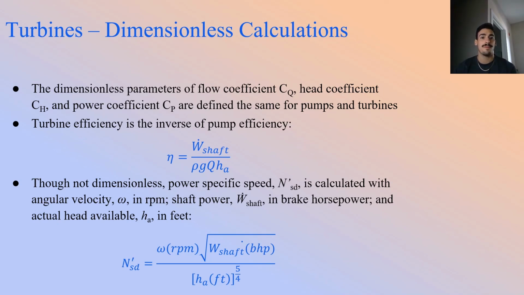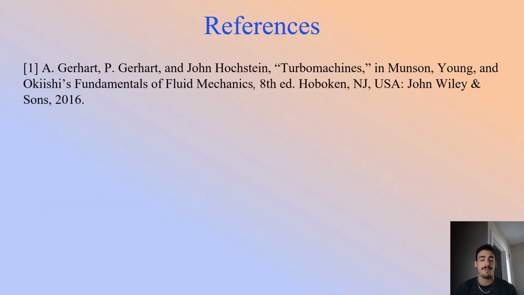Here we have some dimensionless equations and calculations for turbines. The dimensionless parameters of flow coefficient, head coefficient, and power coefficient are defined the same for pumps and turbines, though turbine efficiency is the inverse of pump efficiency, as shown below. Though not dimensionless, power specific speed is calculated with angular velocity in RPM, shaft power in brake horsepower, and actual head available in feet. These are our references, textbook.